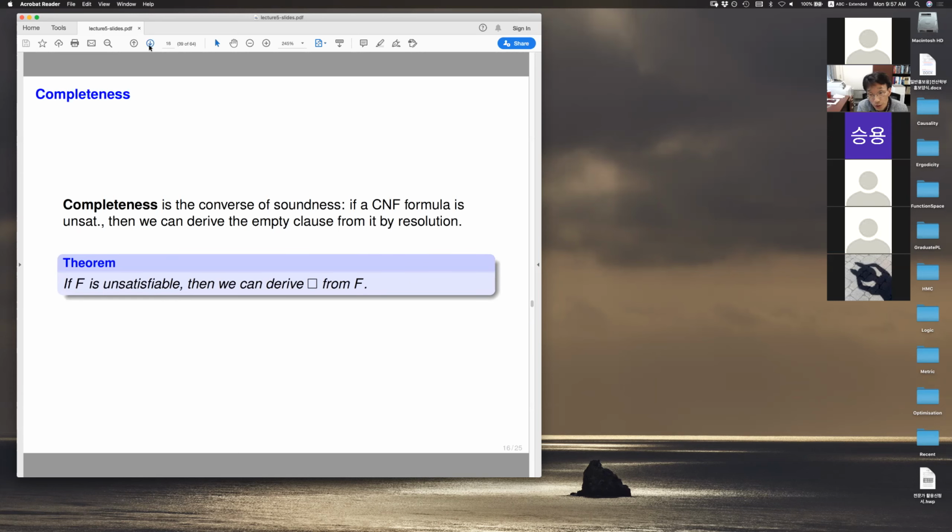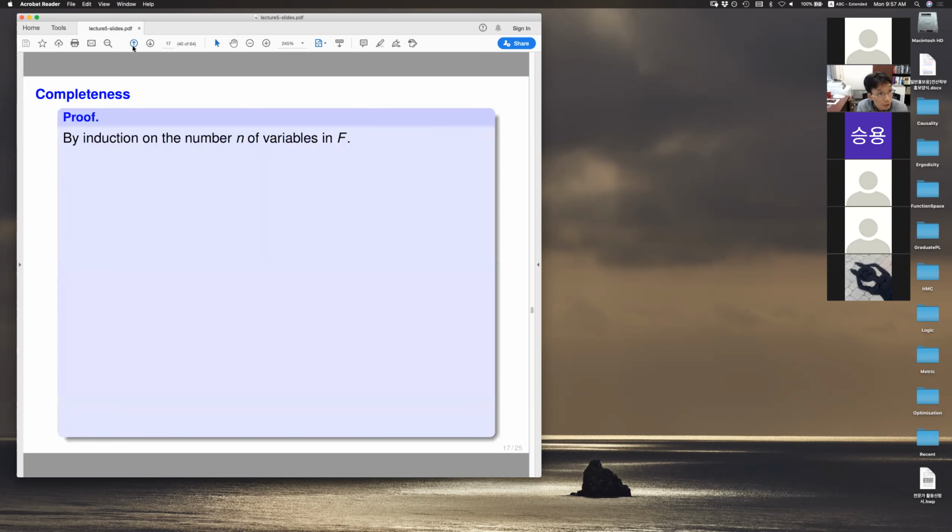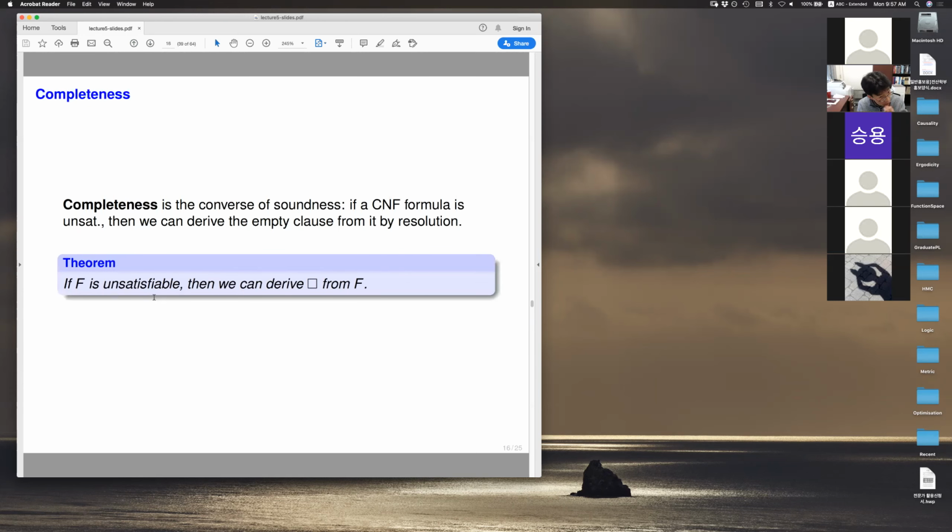And the proof of completeness is a bit more involved. Completeness says if a formula F is unsatisfiable, then we can derive a box from F. What I will do is show you a little bit of it and give you some time to think about the more challenging step. I know it's challenging, so it's maybe not entirely obvious, but if you take a break and think about it a little bit, that may help you understand what I'm going to explain.